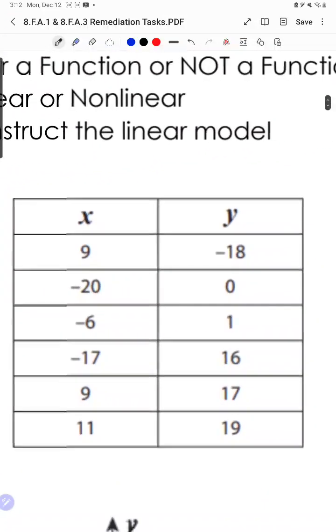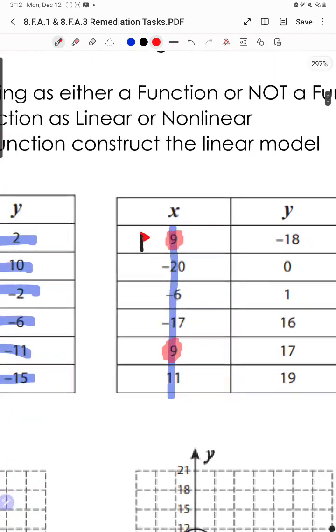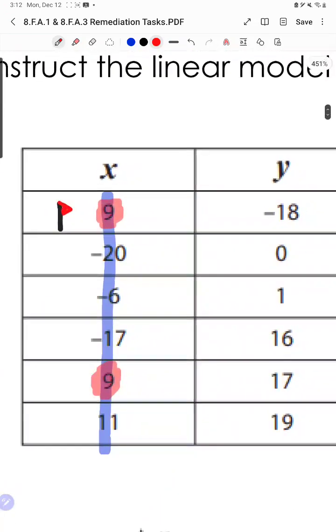This one right here, let's take a look at it. So once again, our inputs are our X values. And if you take a look, I notice that this 9 right here repeats, and this 9 right here repeats as well. And so that raises a red flag. That doesn't necessarily mean that it's not a function, but it is going to cause me to do a double take. So let's take a look at our 9s.